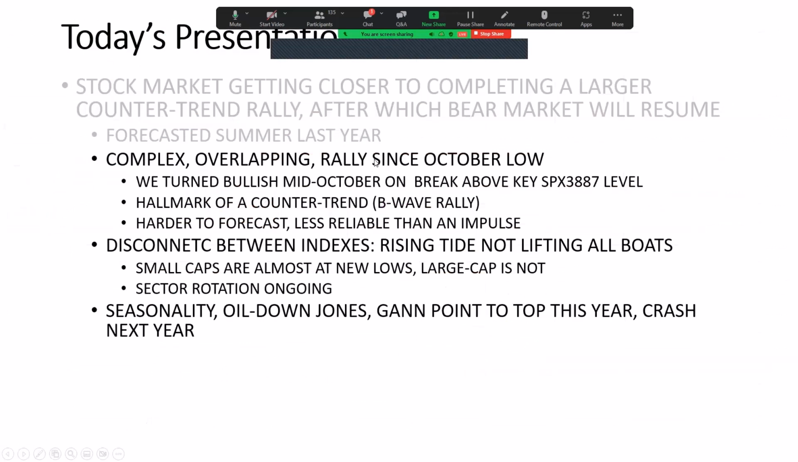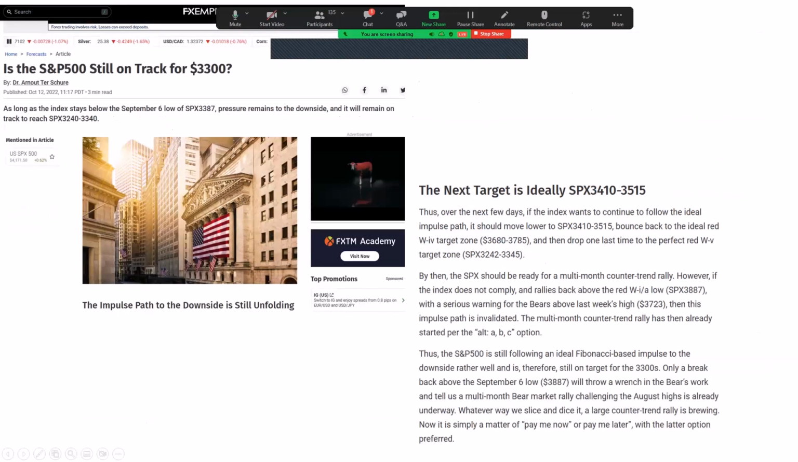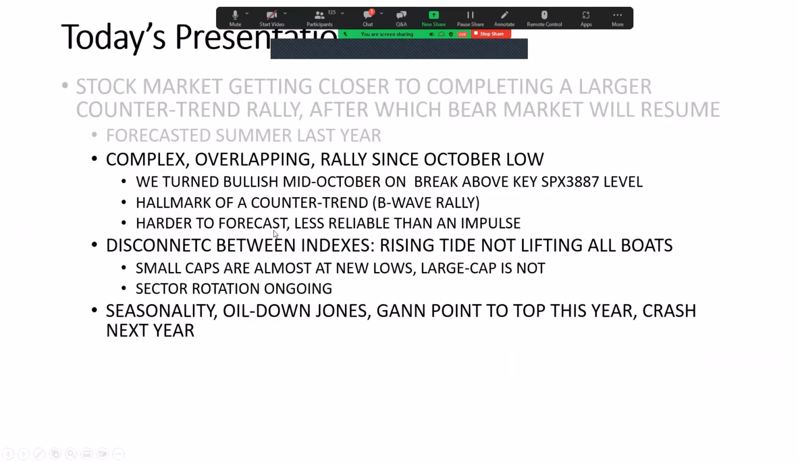Then, if you might recall, since October, we said we'll turn bullish if we break above a key level, which was about 3,900, 3,887 to be exact. And the current rally is the hallmark of a counter trend rally, and they're harder to forecast because they're so overlapping. It's A up, B down, C up, and then another A down, B up, C down, etc. But it's really messy, so it's a little harder to forecast. They're a little less reliable.